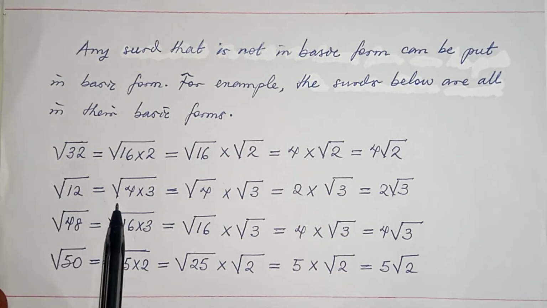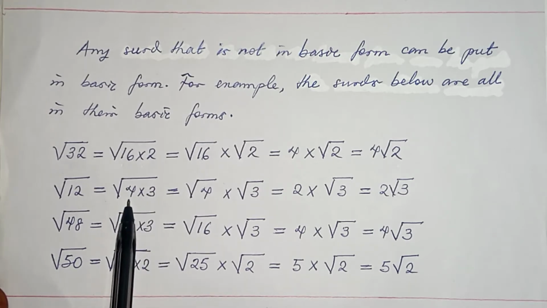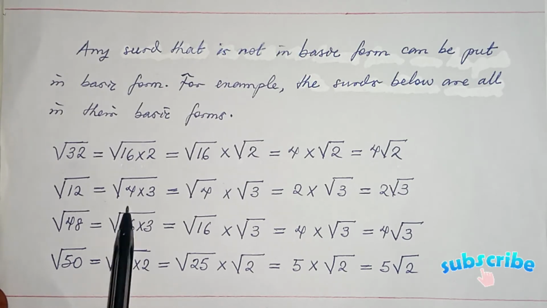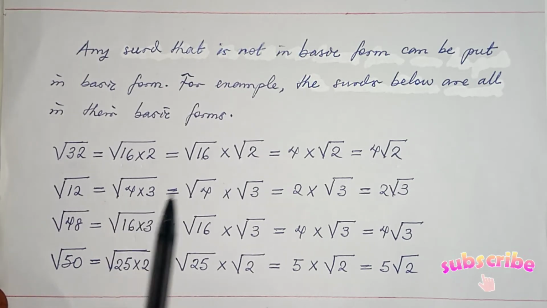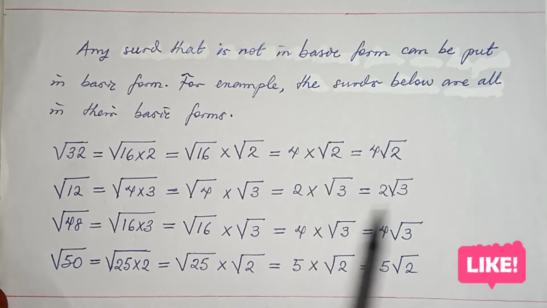Similarly, root 12 can be expressed as the root of 4 times 3, and we chose 4 times 3 instead of 6 times 2 because 4 is a perfect square and 3 is not, and that gives you root 4 times root 3, which is 2 root 3.